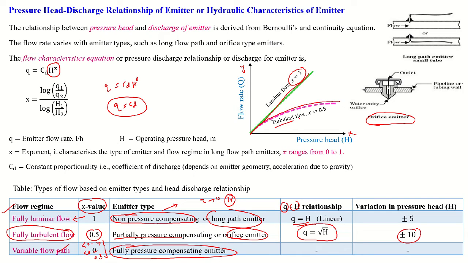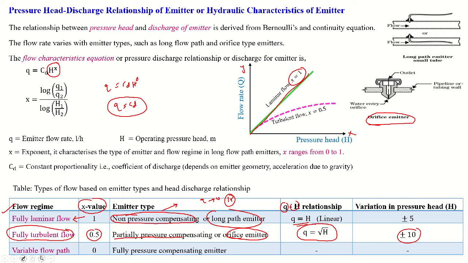This is the curve for the turbulent flow emitter, where x is equal to 0.5. And when x equals 0 in this equation, then Q equals CD into H power of 0, and that is nothing but 1. So Q is nothing but CD, which completely depends on the geometry of your emitter.